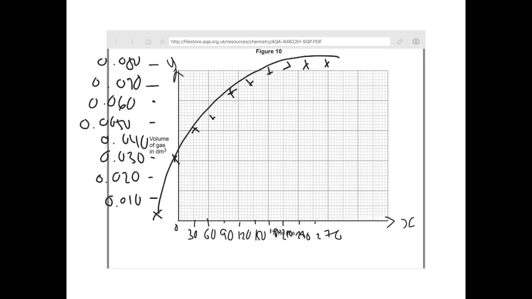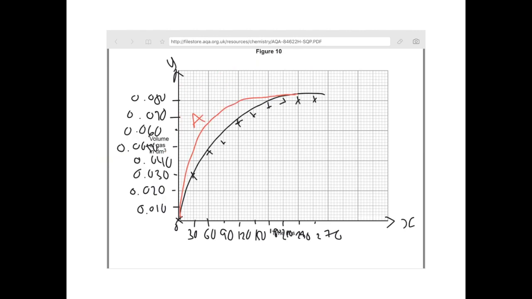Now I'm going to have to stay on this page because the next question reads, sketch a line on the grid in figure 10 to show the results you would expect if the experiment was repeated using 20 grams of smaller chips. So smaller chips means a larger surface area, which means an increased rate of reaction. And I just need to double check. Yeah, so we're expecting the same volume of gas to be produced, so we need to make sure that the line finishes in the same place. So we're going to see a steeper line, but it will end in the same place, which is why it'll look like this, and we're labelling it A.